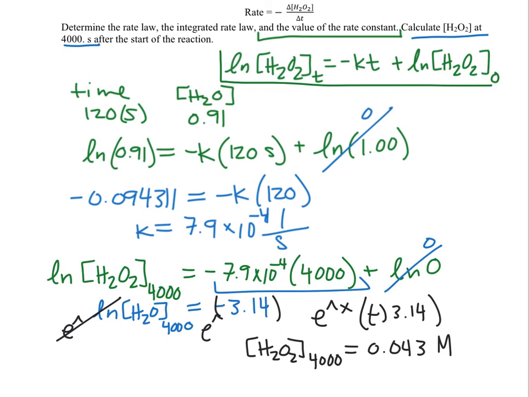Now it's really important for these kinds of questions that you make sure your answers make sense. If your concentration at 4,000 seconds is bigger than your initial concentration, or it's bigger than the concentration at 3,000 seconds, that's not going to make any sense because the reaction should have continued. So double check that your answers make sense, and then you're set.